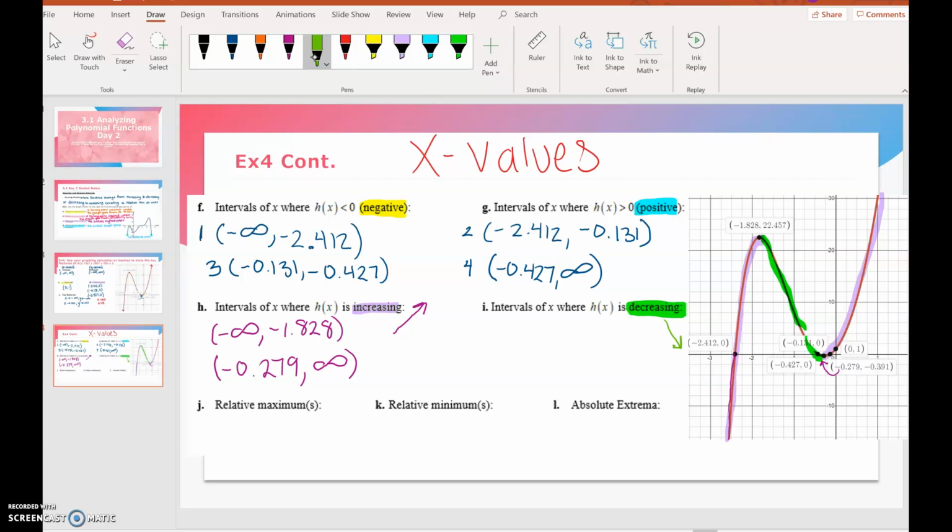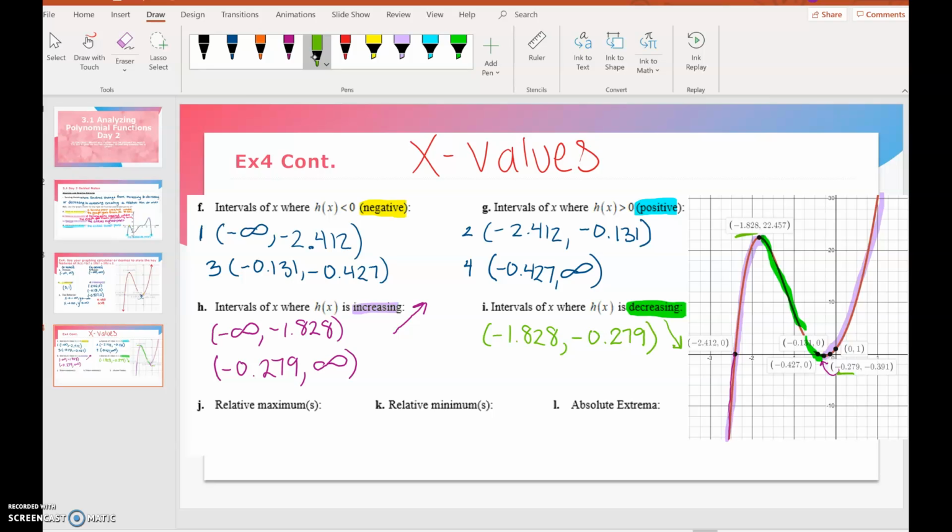So let's write that representation. So from this point to this point. So from negative 1.828 to negative 0.279.